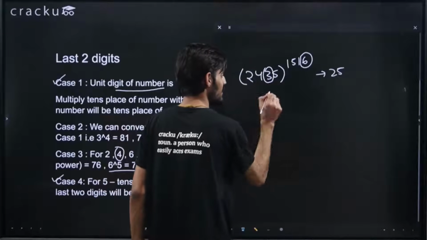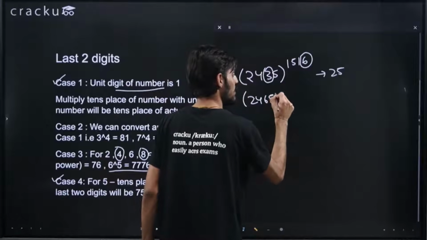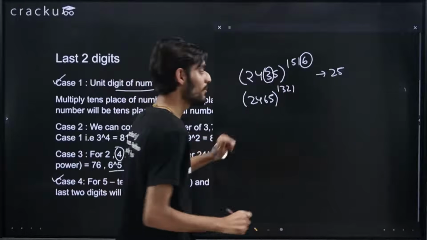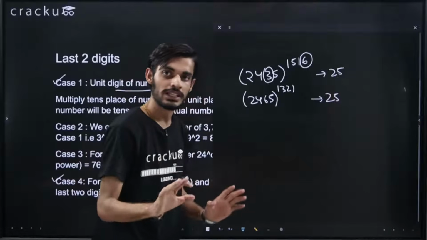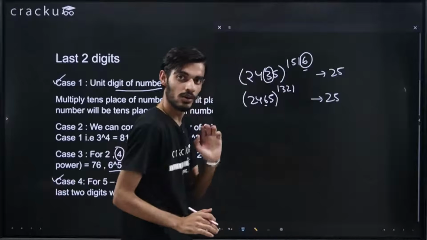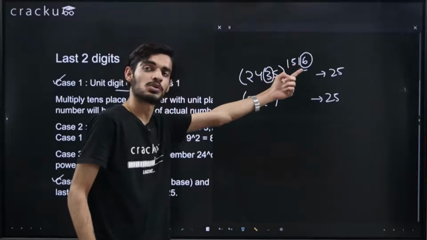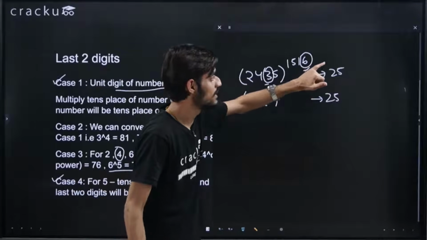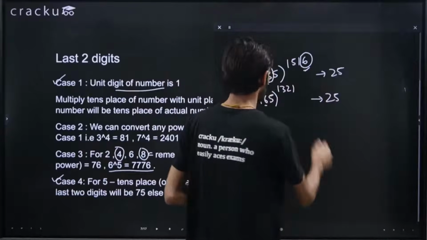If, let's say, this number was even, maybe 2465 raised to the power 1321, so if this number is even, then the answer will be 25 only. The last two digits will be 25. The only case in which the answer will be 75 is when both this as well as this are odd numbers. If both are even, then also 25. If either one is even, then also 25. The only case is when both of them are odd, then the resultant will be 75. Resultant means the last two digits.